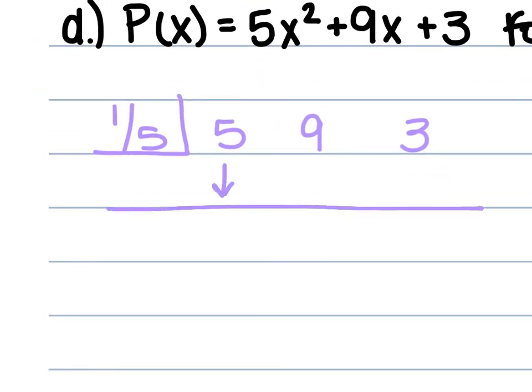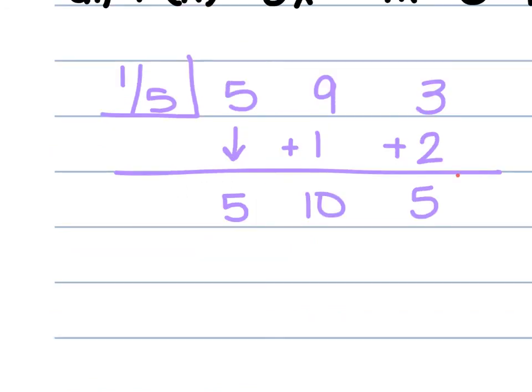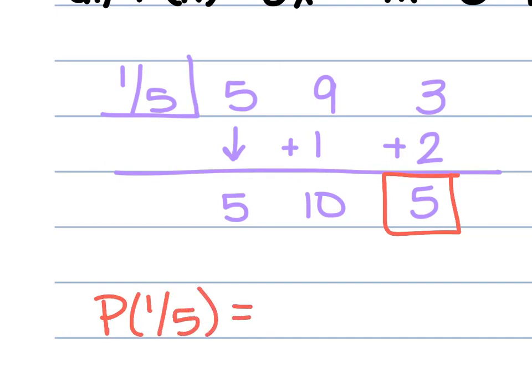The 5 drops down. 5 times 1/5 is 1. 9 plus 1 is 10. 10 times 1/5 is 10 over 5, which is 2. And 3 plus 2 is 5. So our remainder of 5 is p of 1/5 is equal to 5.